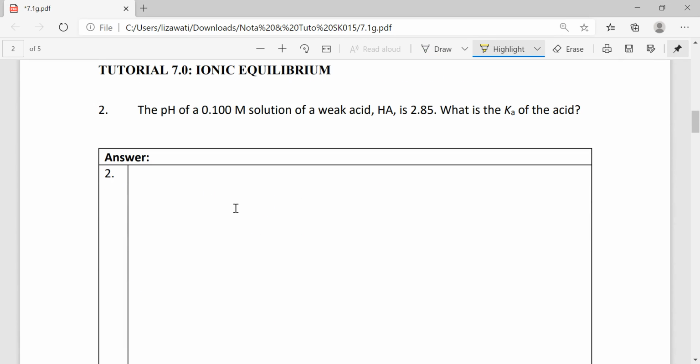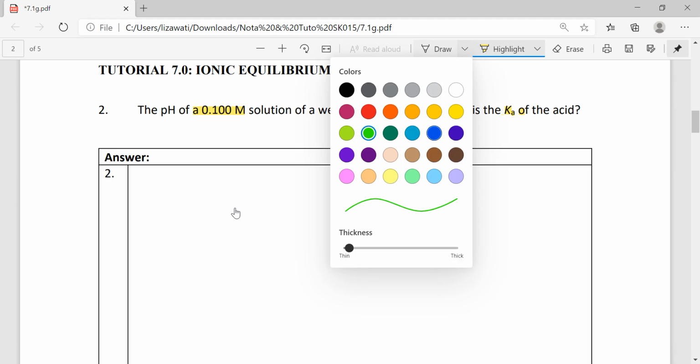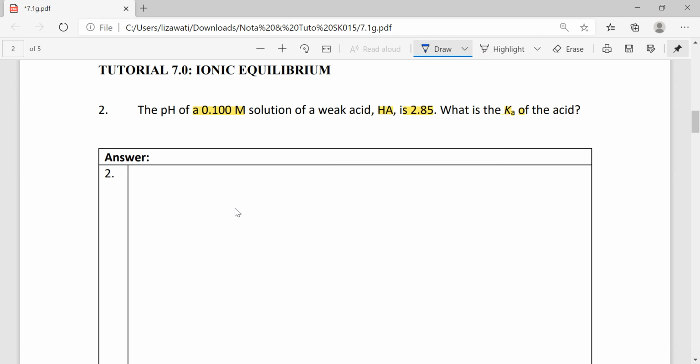Okay, the pH of 0.1 molar weak acid is 2.85. Calculate the Ka. So first of all, what should we do? You have to write the weak acid dissociation equation, since here it is given to you in general form. So you have to write it in general form. Because this is a weak acid, it will dissociate partially, therefore you have to use the reversible arrow.